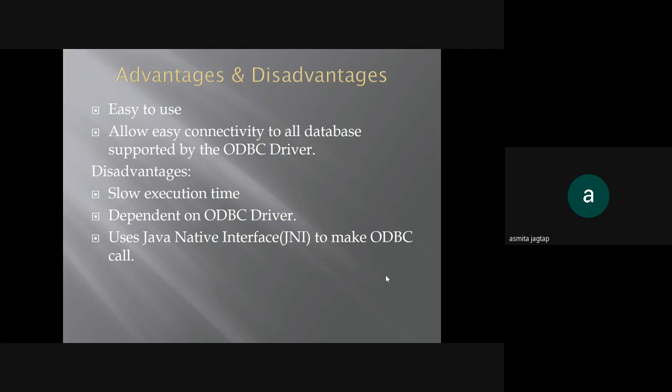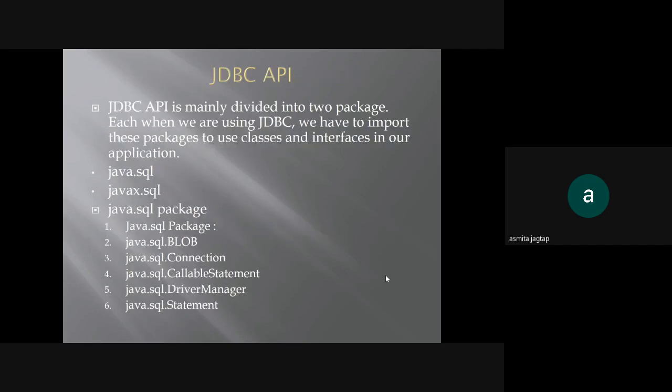Java uses the Java native interface to make ODBC calls. Now the JDBC APIs. The JDBC API is mainly divided into two packages, and when we are using JDBC we have to import these packages: java.sql and javax.sql. These are the two packages.